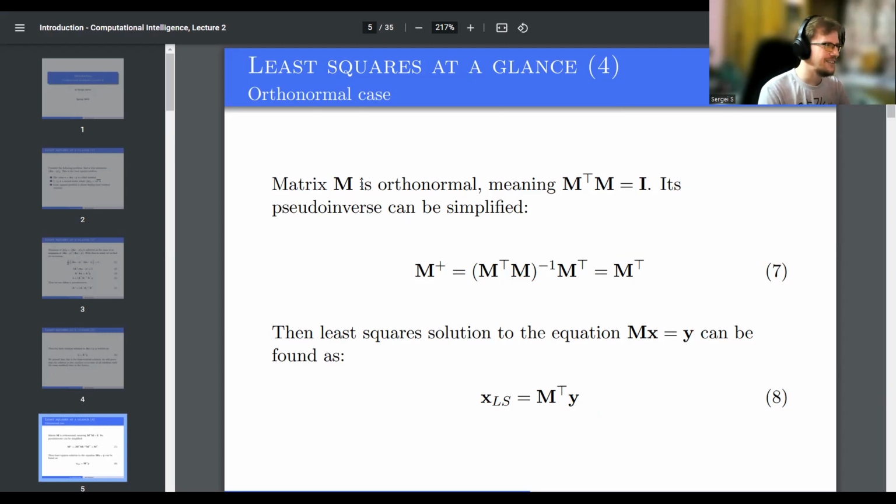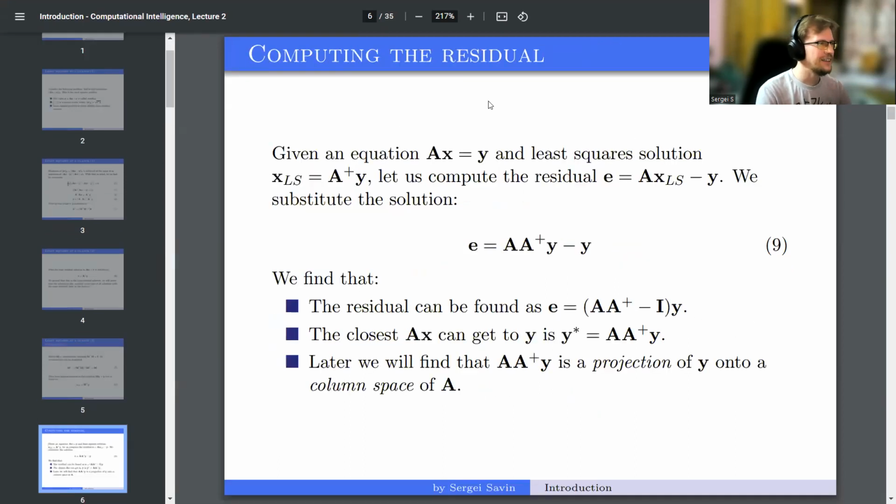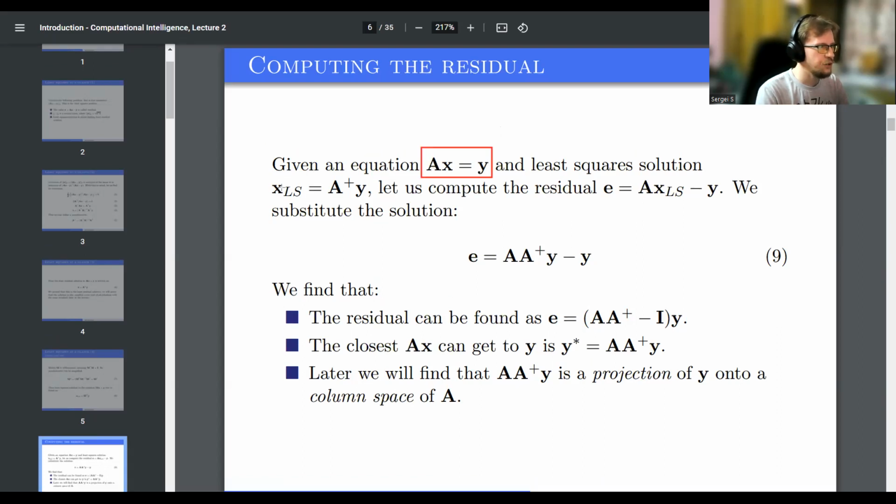Okay, right. Now, let us try to find the residual. It would be interesting to understand what residual we got by finding the least squares solution, right? Maybe zero, maybe not. So given this equation, the least squares solution is pseudoinverse of A times y. Let us compute the residual. The residual is A times the solution, minus y. Well, that is the residual, right?